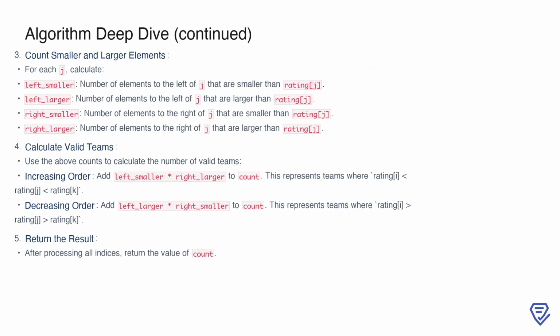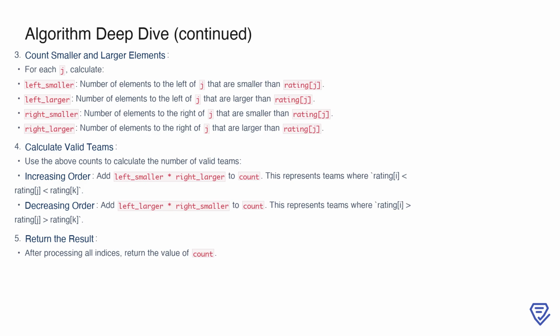When an element rating[j] is treated as the middle member of a team, we need to count the number of elements smaller and larger than rating[j] on both sides of it. Specifically, for each j, we calculate 4 values: left_smaller, which counts how many elements to the left of j are smaller than rating[j]; left_larger, which counts how many are larger; right_smaller, for elements to the right that are smaller; and right_larger, for elements to the right that are larger. These counts allow us to determine the number of valid teams.